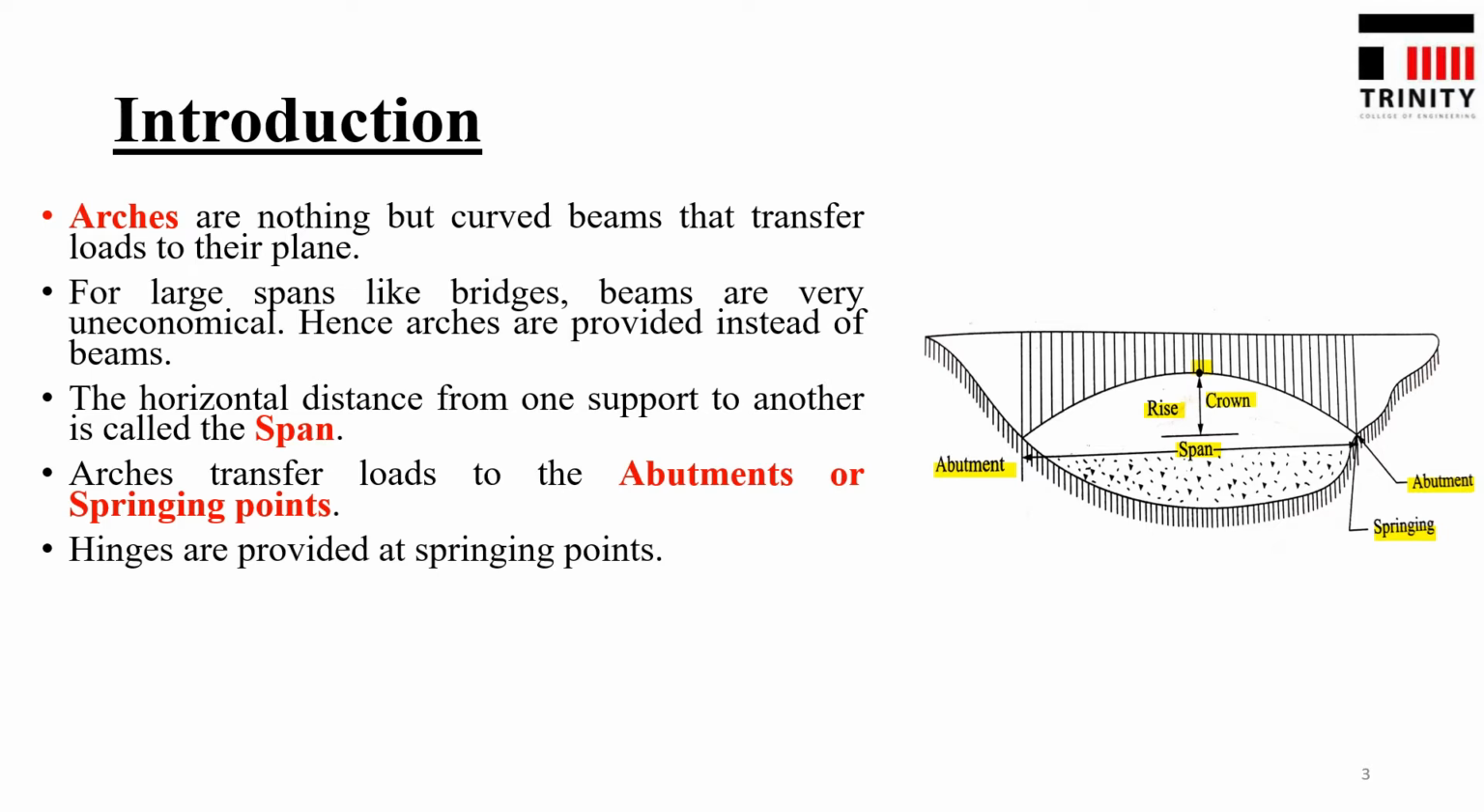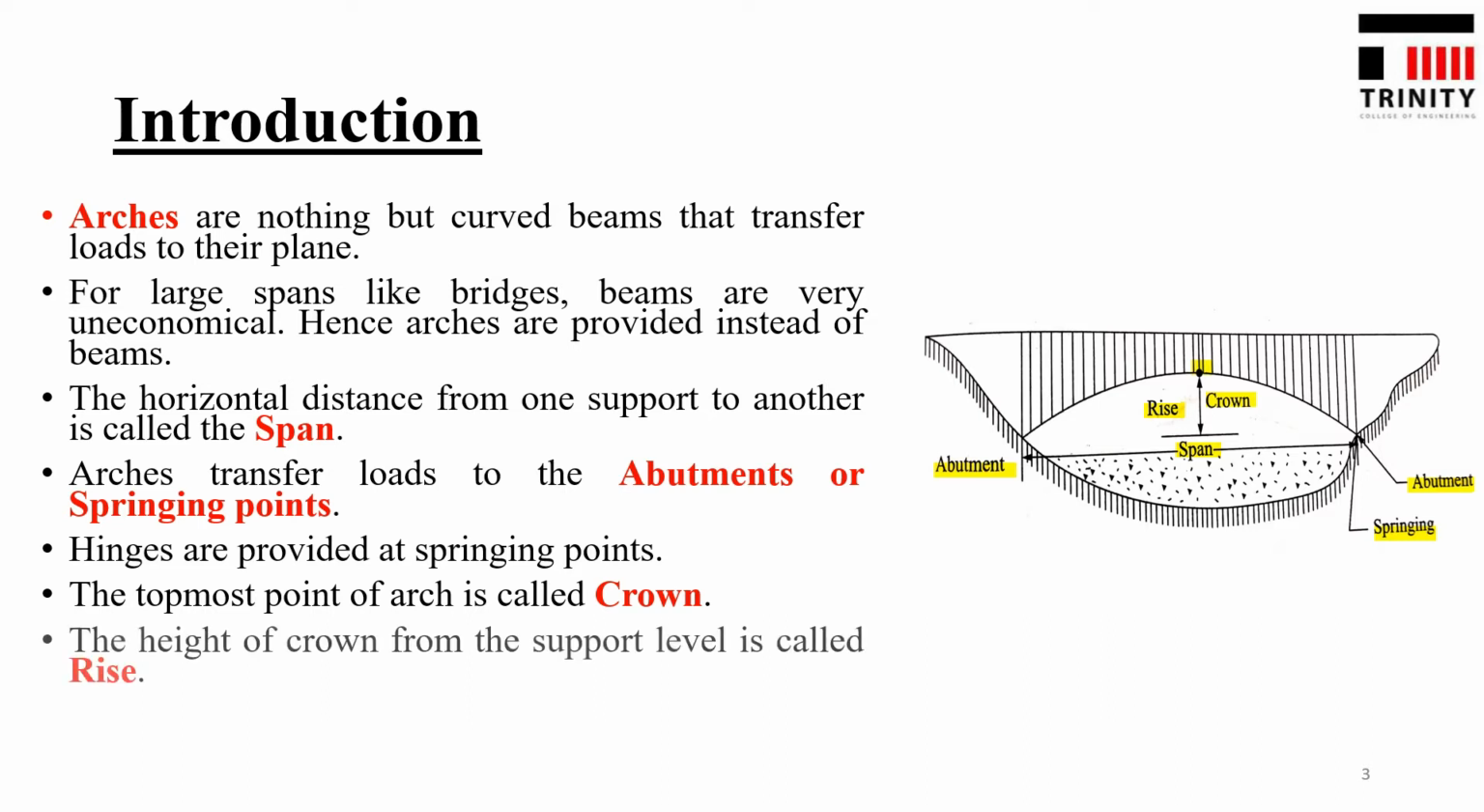And next, hinges are provided at the springing points. That is, the supports of arch are hinged, which means lateral movements are restricted, but rotation is possible. Okay, so at springing points, hinges are provided, which means lateral movements are restricted at abutments or springing points, but rotation is possible. Then the topmost point of arch is called crown. I have discussed earlier that the topmost point of arch is known as the crown of arch. Then the height of crown from the support level, that is the height of arch, is known as the rise.